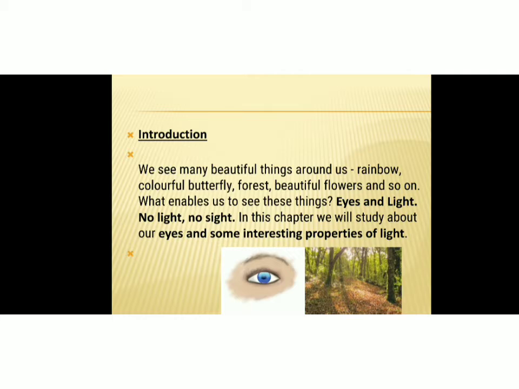So we see many beautiful things around us: rainbow, colorful butterfly, forest, beautiful flowers and so on, isn't it? What enables us to see these things? Eyes and light. No light, no sight. You all know that. So in this chapter, we will study our eyes and also some interesting properties of light.